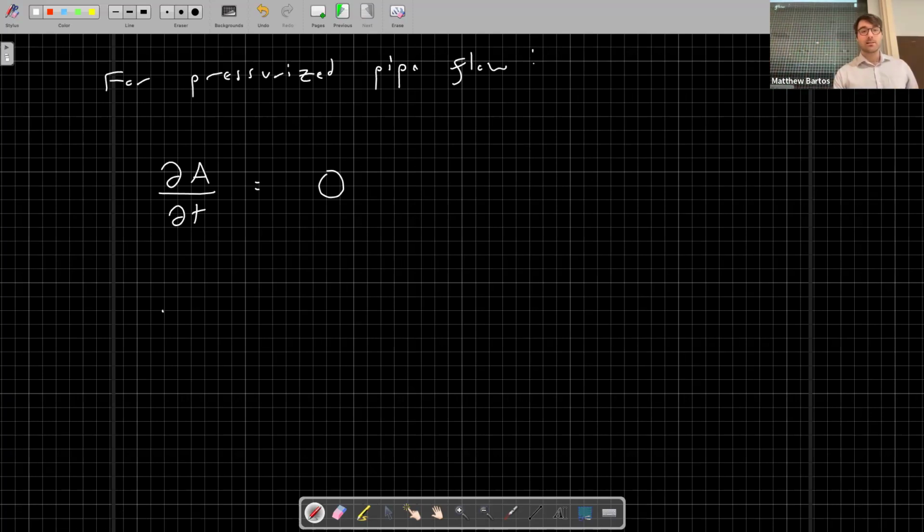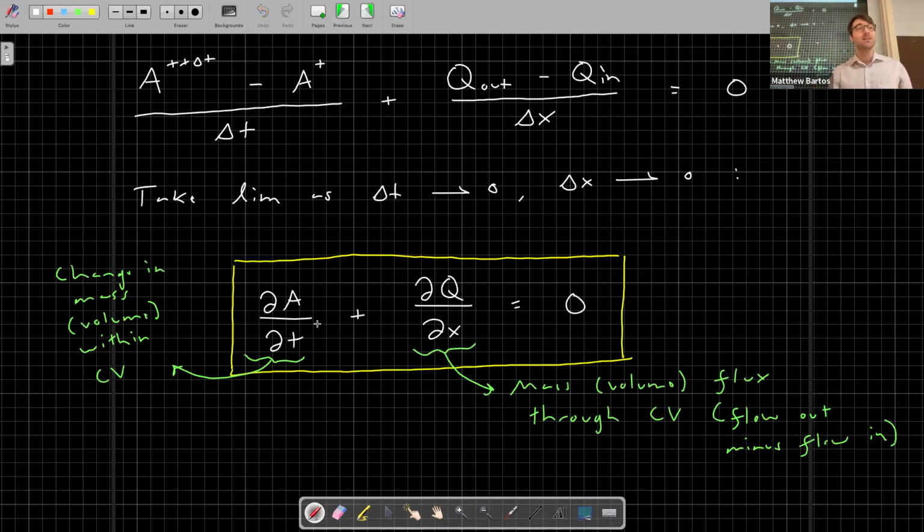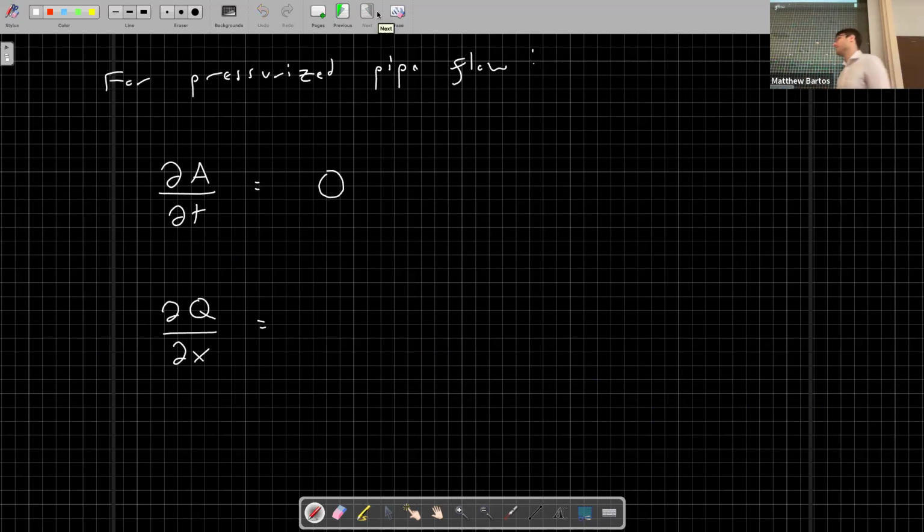What about dQ by dx? Remember, this refers to the mass flux through the control volume. If we go back to our equation, if dA by dt is equal to 0, what does dQ by dx have to be equal to? Also 0, right? So the flow rate in is equal to the flow rate out. In other words, the net mass flux through the control volume is equal to 0. So dQ by dx is also equal to 0.